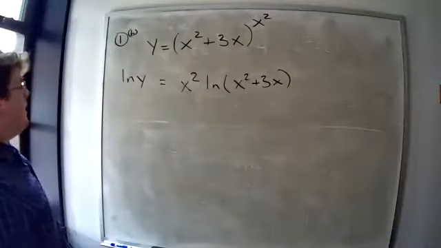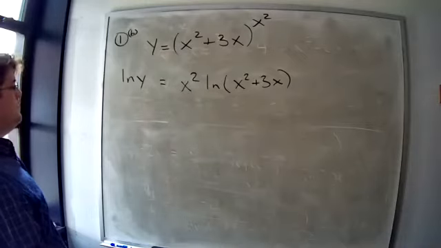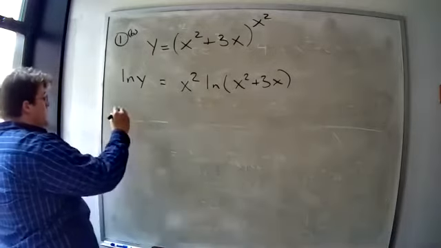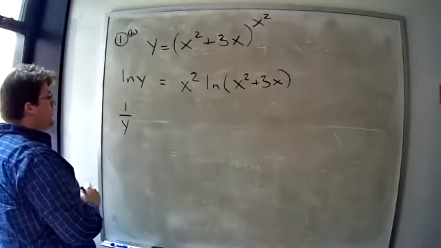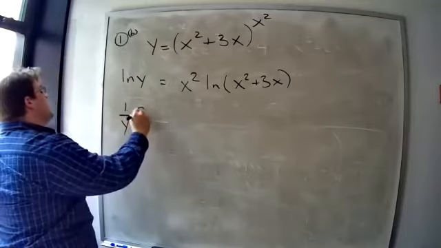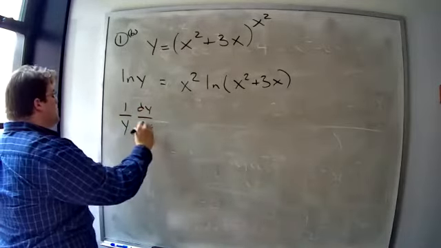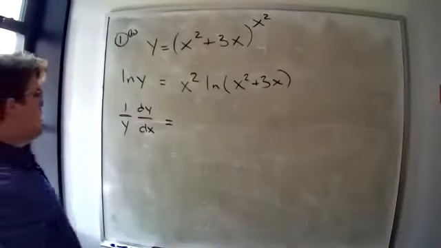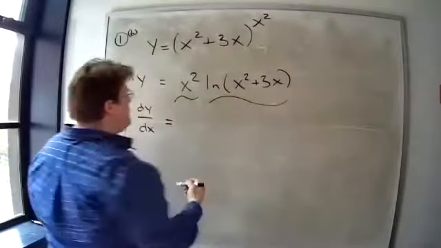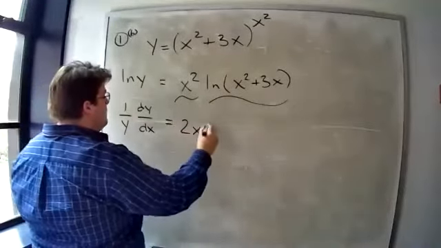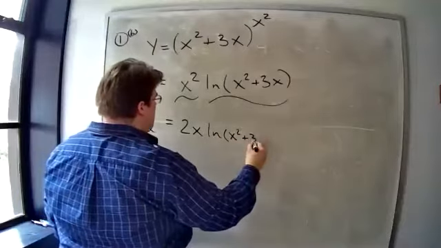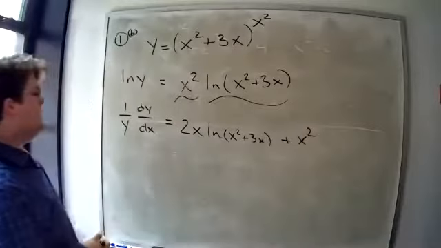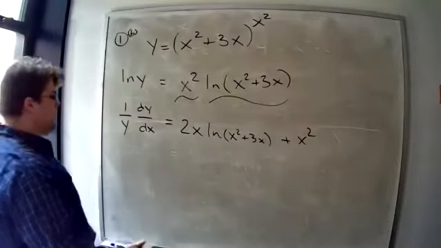Left side, we have logarithm of y. But what we'll do is, just like part A, differentiate with respect to x. On the left, we'll get 1 over y, but then we need to multiply by dy/dx by the chain rule. On the right side, we have a product. So we'll need the product rule. Derivative of x squared is 2x. So 2x, leave the second alone, plus the first one.